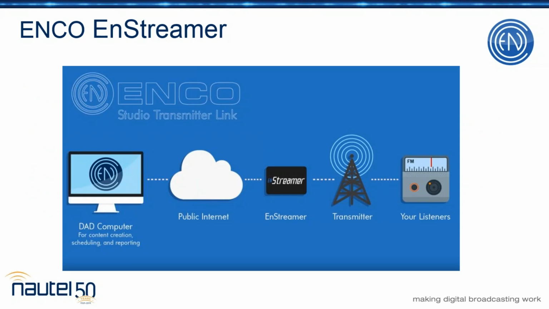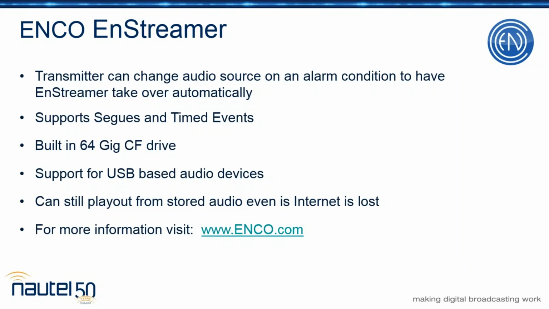So you can, again, set it to pull in your internet stream and mirror directly what's going on in the studio. And when I say mirror directly, if you make a change in the playlist and you save that playlist in your studio, that will trigger a system that will automatically download the playlist and download any new audio files that need to be done on the Enstreamer itself. So it makes a very nice, robust solution. And on the next slide, you're going to see a little bit about what this device can do.